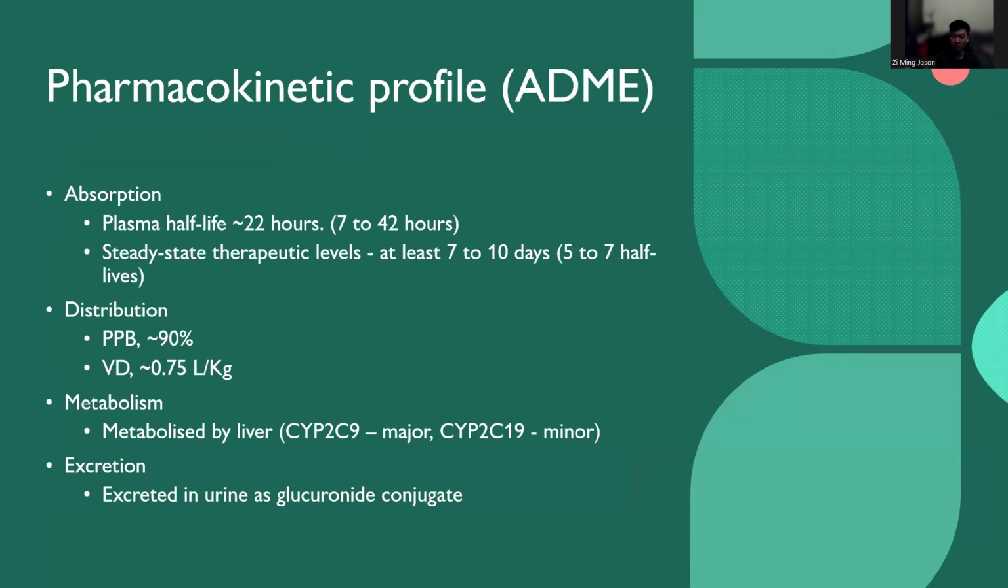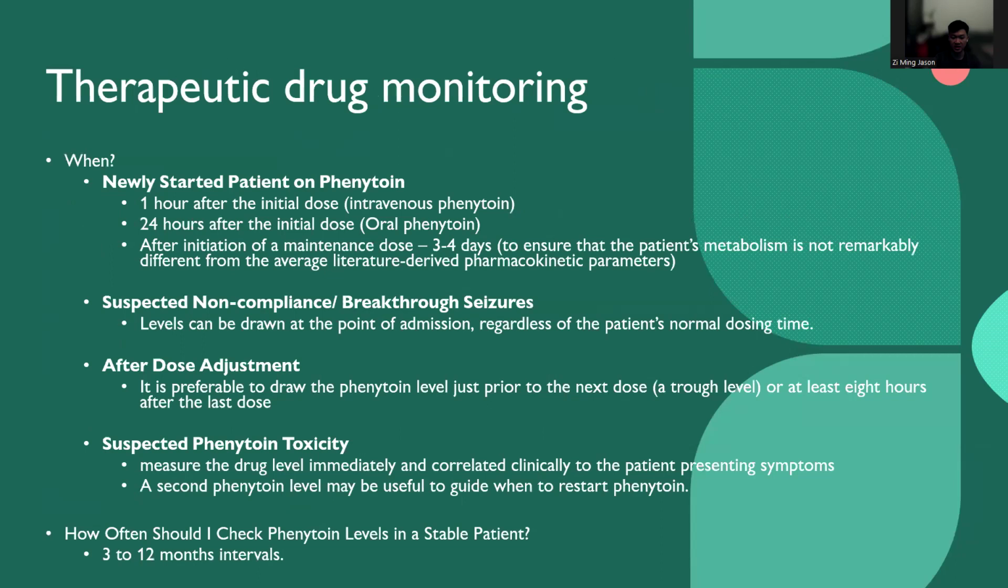Let's talk a little bit more about the pharmacokinetic profile. In general, the half-life of phenytoin is about 22 hours. Phenytoin is about 90% protein-bound. It is metabolized by the liver and is excreted in urine as glucuronide conjugate. We'll talk more about this later.